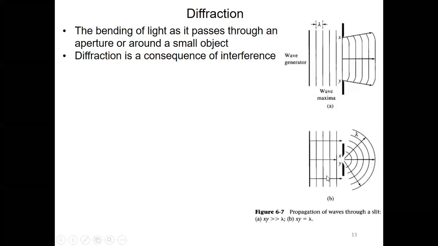And in figure B, the slit width is equal to the wavelength of the radiation. So in that case, we can see the diffraction pattern. The light has been bent in a very curvy manner. So based on the slit width, the diffraction will be different, and it is a consequence of interference. So it can be constructive and destructive interference.